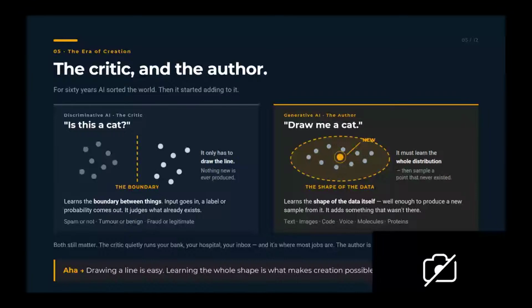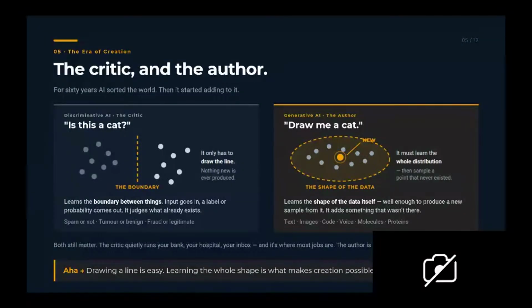So, on the left, is this a cat? What it has performed there is more of a segregation. It has looked at what we have presented to it, the data, and it has to draw the line. Nothing new is ever produced.